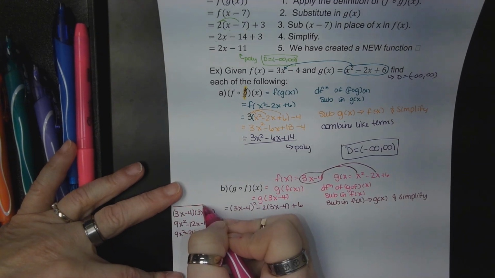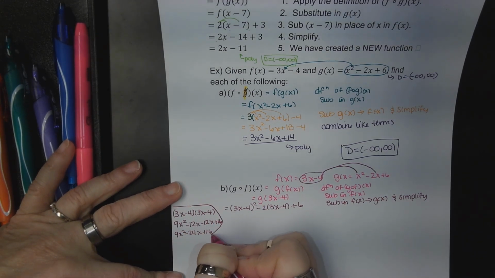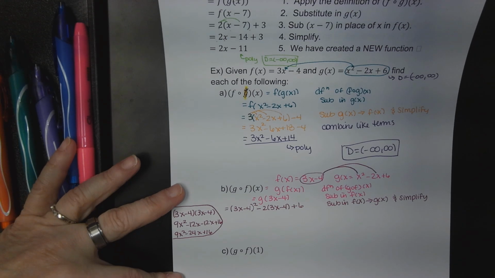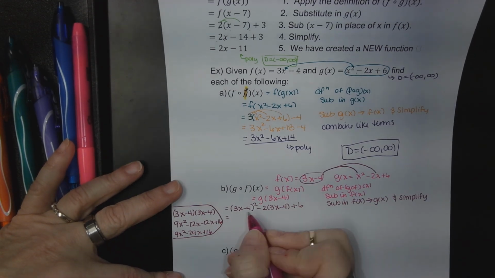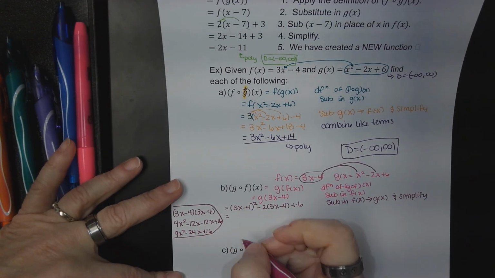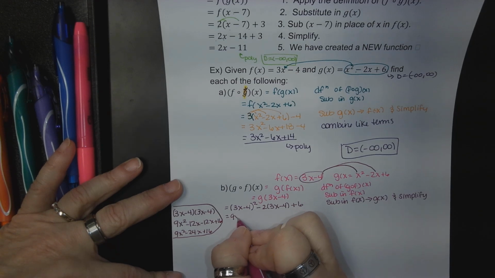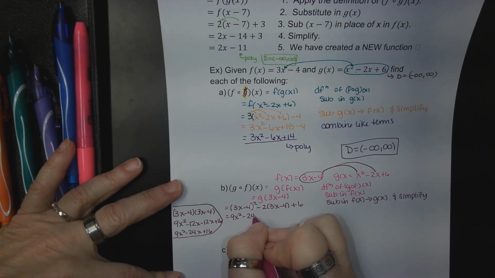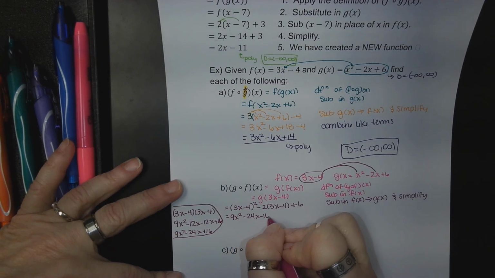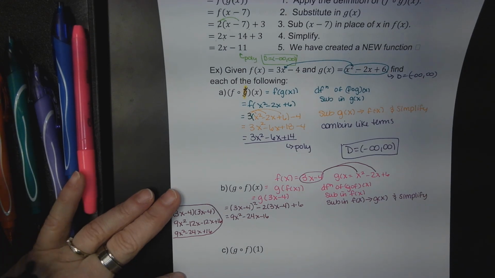Okay, I'm going to make a little box around this so we don't get it. Box, but you know what I mean. We don't want to get him in there. So we're going to have 9x squared minus 24x plus 16. Now we can distribute here.